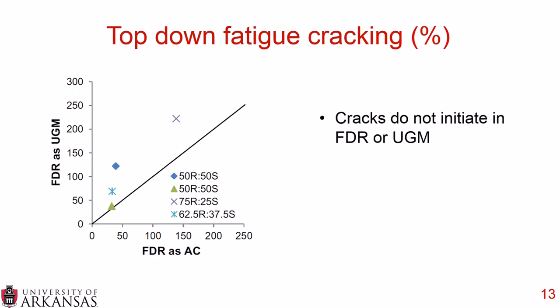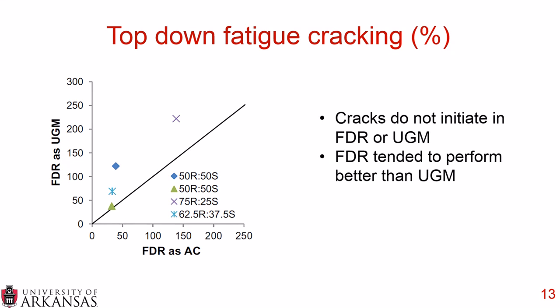Here, the cracks did not initiate in FDR, whether as asphalt concrete or as an unbound granular material. That's because these cracks are initiating in the asphalt concrete surface layer. But when this happened, FDR tended to perform better than an unbound granular material. So the FDR as an asphalt concrete tended to perform better than FDR as an unbound granular material.